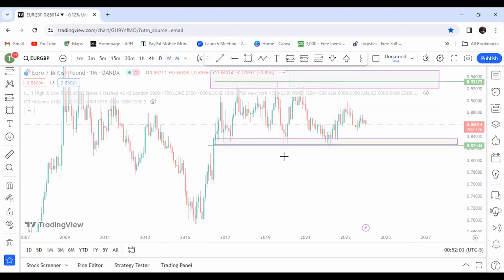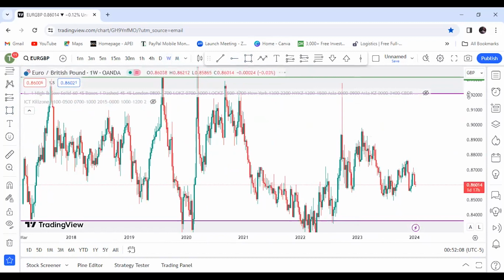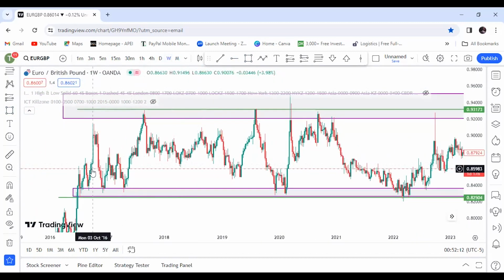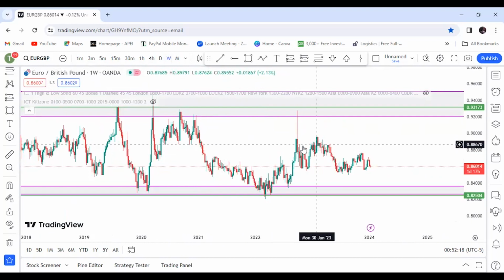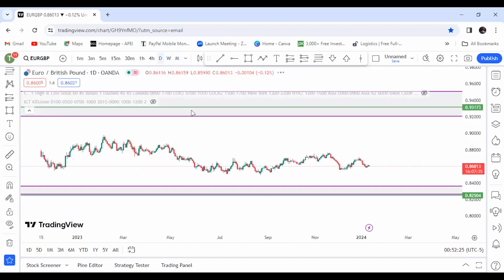So we go to the weekly time frame. And from the weekly time frame, these levels again hold as well. You can see the market has been consolidating actually since September 2016. Euro GBP has been consolidating on the higher time frames, that is the monthly time frame and the weekly time frame. So we have the daily time frame.